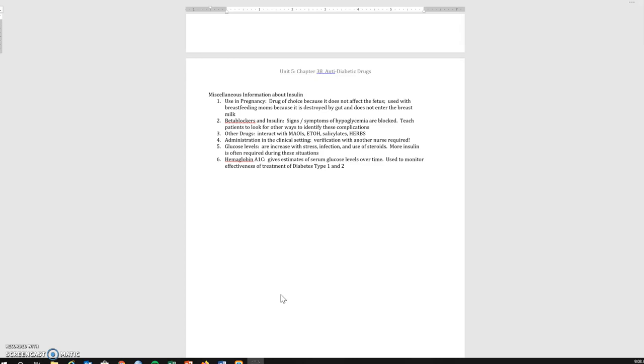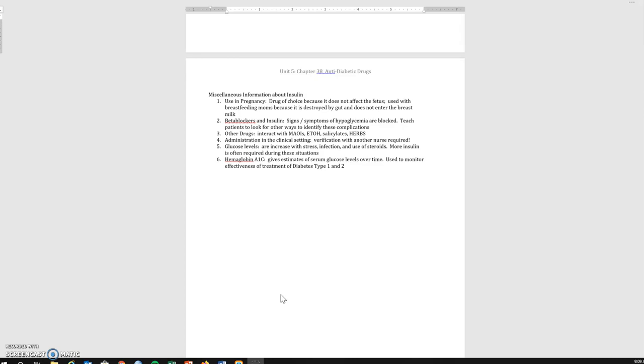Also note that individuals who take insulin and use a beta blocker need to identify other ways to notice if they are having a hypoglycemic event. Because the beta blocker blocks the sympathetic nervous system, it also blocks the signs and symptoms of hypoglycemia. There are many other drugs that interact with insulin, and in the clinical setting, verification with another nurse is required.